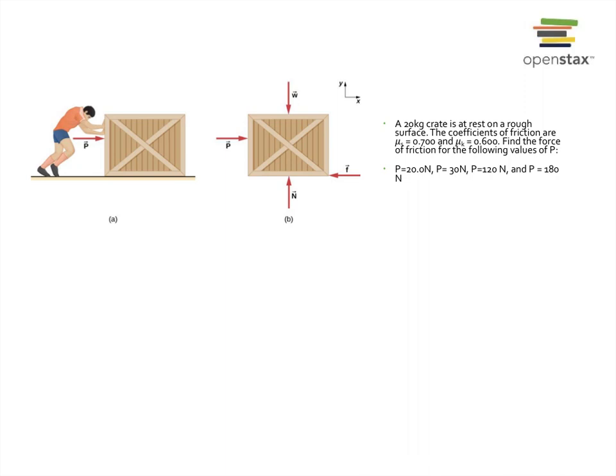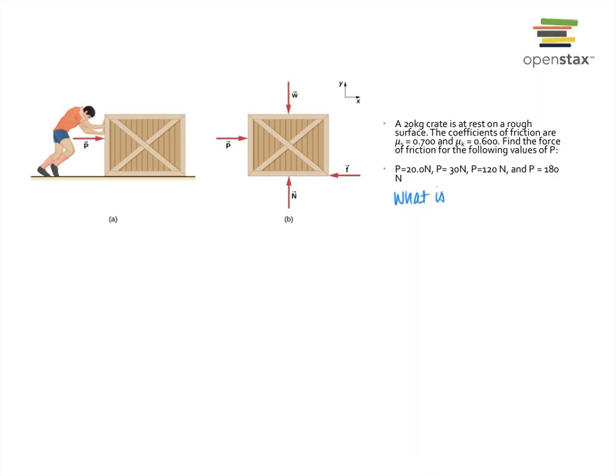Now we get to this, I think this might be the final question. I'm not 100% sure. But this problem where we have someone pushing the crate and we have two different coefficients of friction, the coefficient of static friction and the coefficient of kinetic friction. And so basically we're being asked to find the value of the force of friction for a bunch of different values for the push.